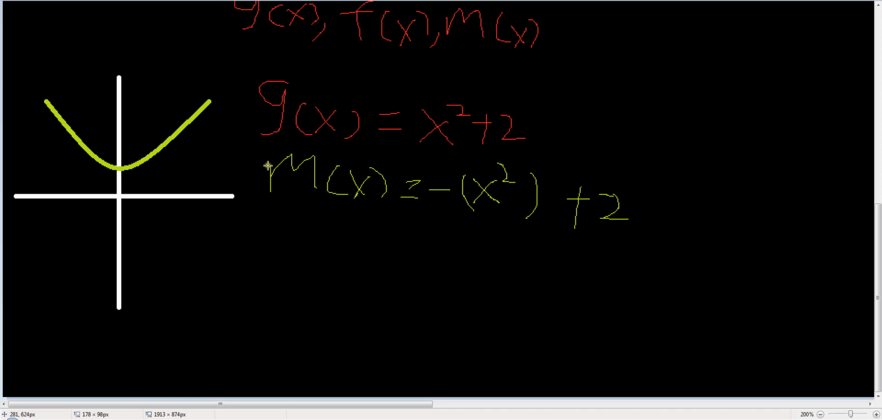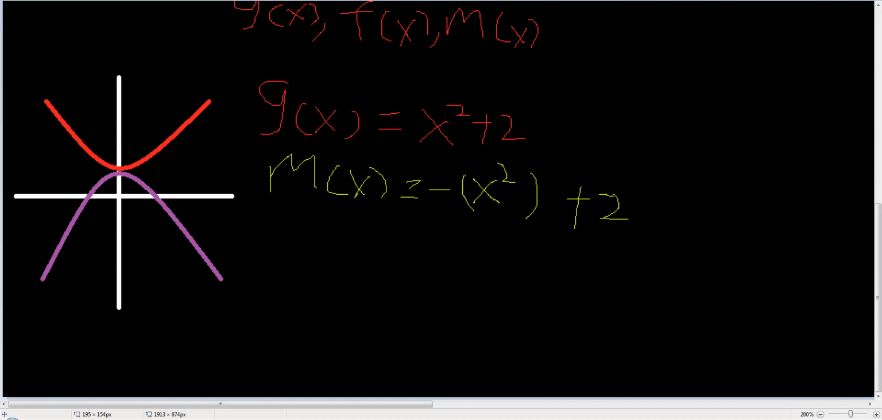And we have another function, negative x squared plus 2. So it's gonna look like this.